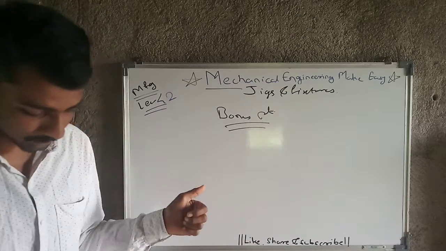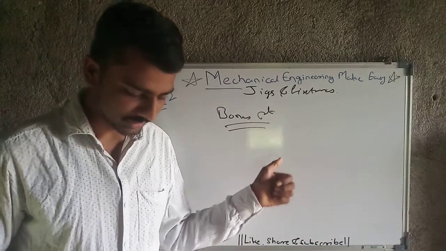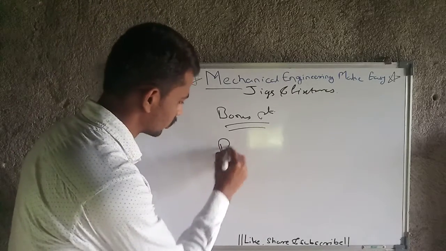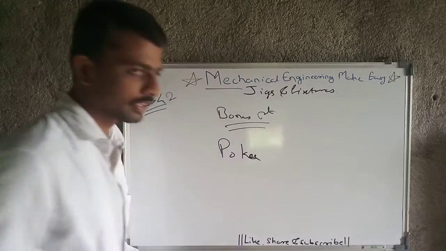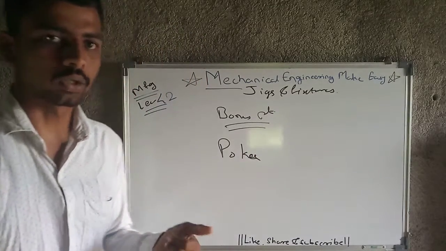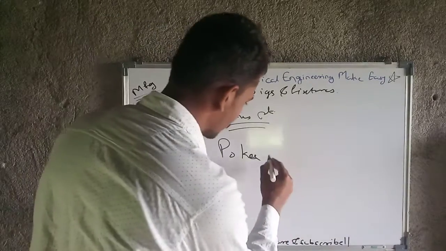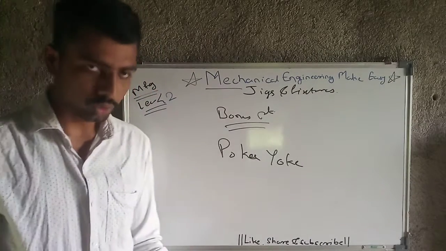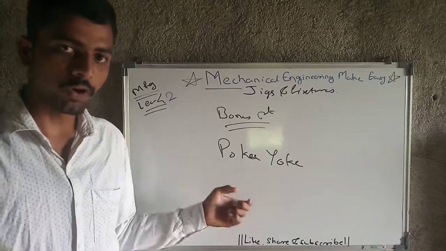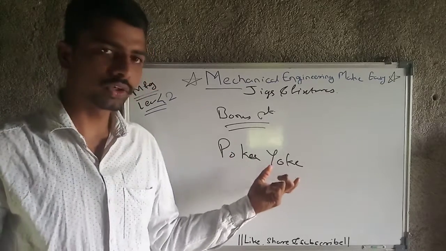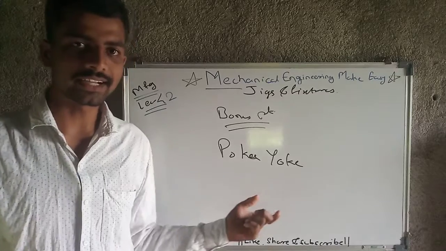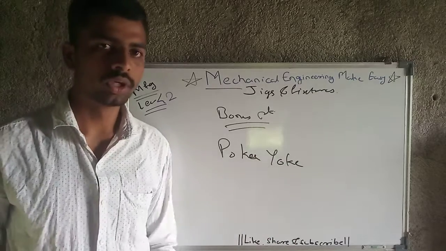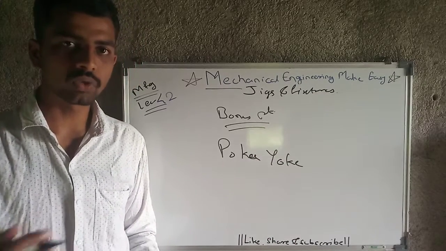Then next is the concept of poka yoke in jigs and fixtures. What is poka yoke? You may have studied it in the metrology and quality control subject. This is a Japanese term used for total quality management. This poka yoke technique for mistake proofing was developed by Japanese scientists, and it is now universal. Nearly every country uses this concept to reduce mistakes and to increase the quality of the product.